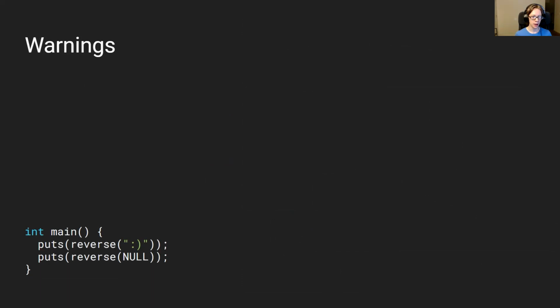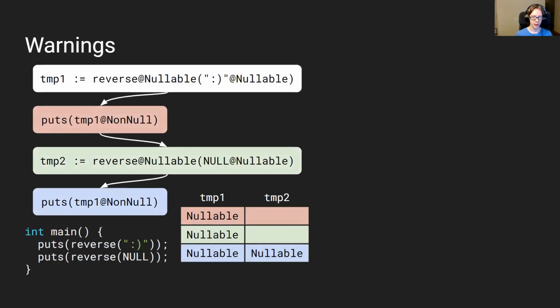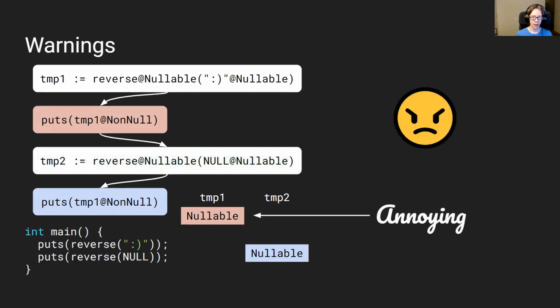Similarly, when we're analyzing our main function, we generate this control flow graph and we analyze it. And because the reverse function can return null, both of the results of calling reverse are deemed to be nullable by the analysis. And so when we try to pass them to puts, we actually give 2 static warnings, which is kind of annoying because ideally we would like the analysis to only warn us in places where there's actual bugs, but alas, it is not precise enough. So in this case, it thinks that reverse of smiley face could possibly be nullable. It is not context sensitive.